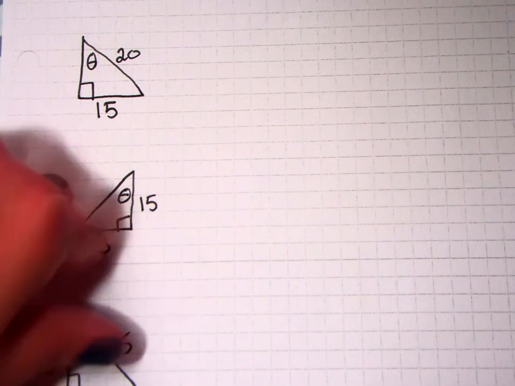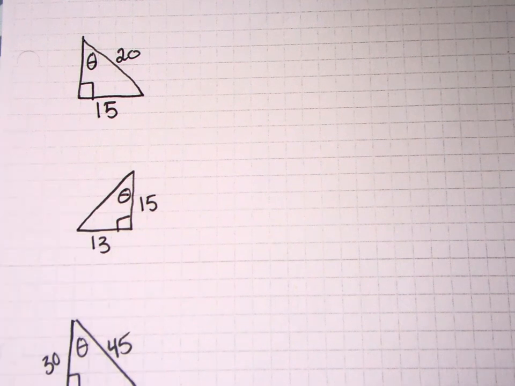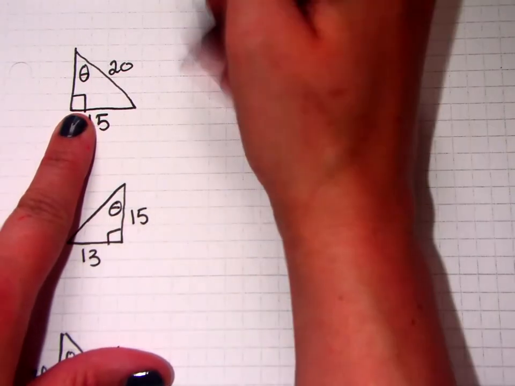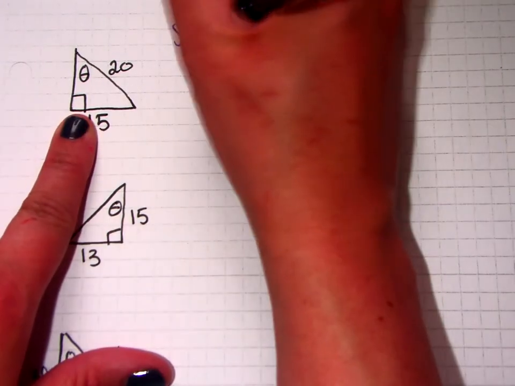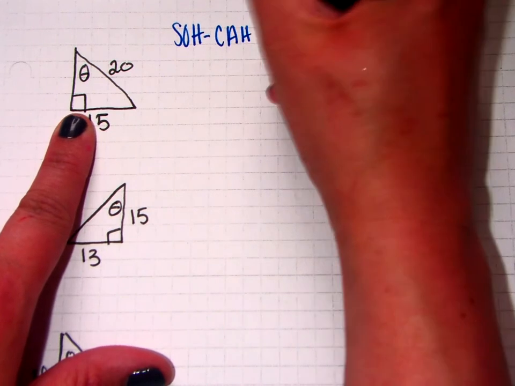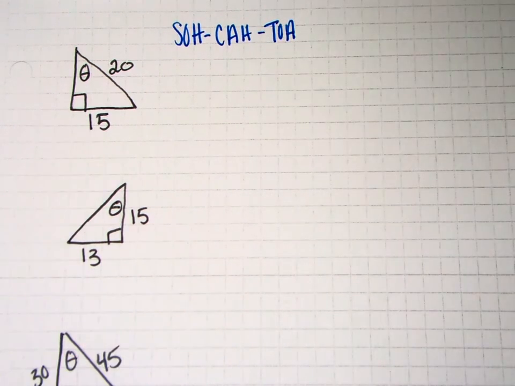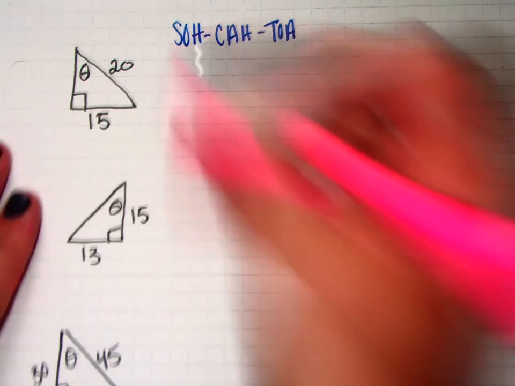All right, today's lesson is how to solve for theta using SOHCAHTOA. So first thing we're going to do is write SOHCAHTOA because this is a right angle. And if you need help solving for a side, you can always watch the last video about how to solve for a side using trig.